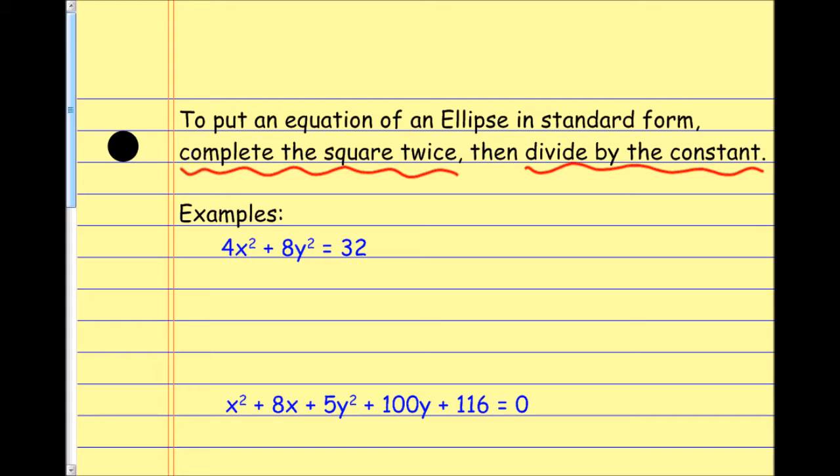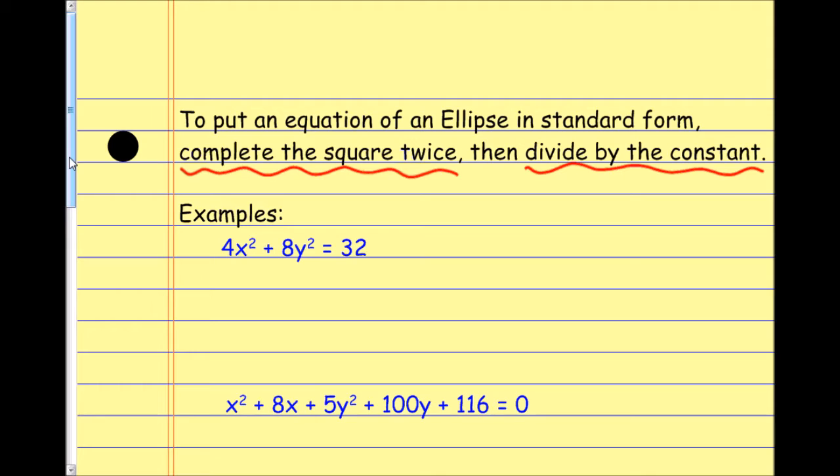Okay? And when we look at our equation for these things, it's always equal to 1, and that's what I'm doing. I'm essentially going to take whatever number's over there by itself, and I'm going to divide by that number so I can turn it into a 1. Okay, so complete the square twice, and then divide by the constant.